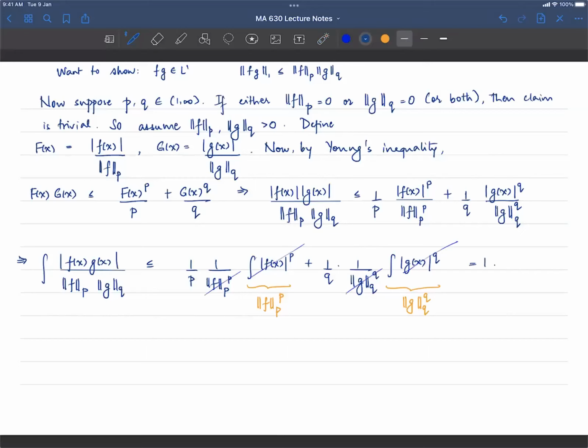Okay, so now you have basically killed two birds with one stone. Now what you have is the integral of the absolute value of fg is less than or equal to the p norm of f times the q norm of g. As soon as I write this, you know that the integral of |fg| must be finite, because these guys are finite. So thus fg is in L1.